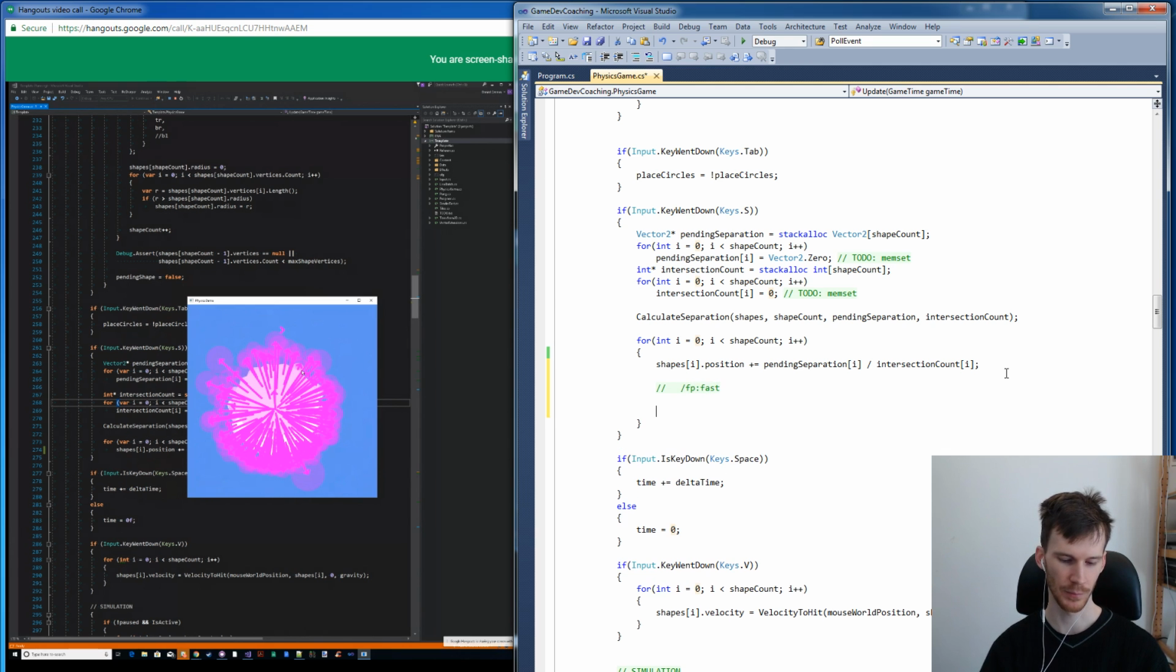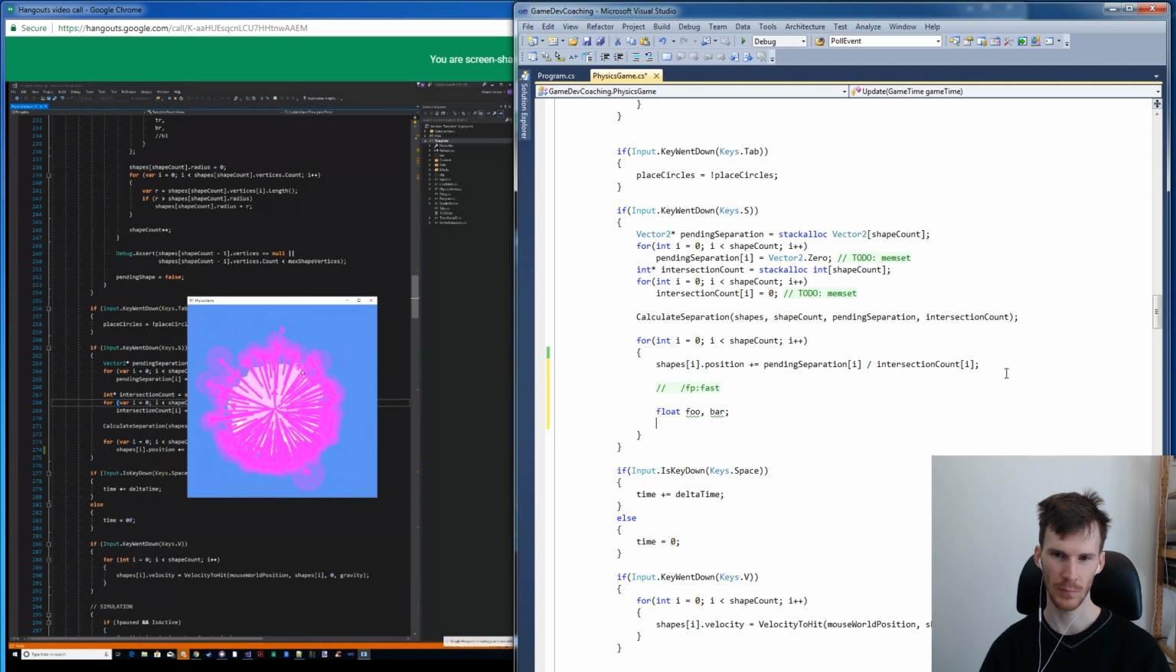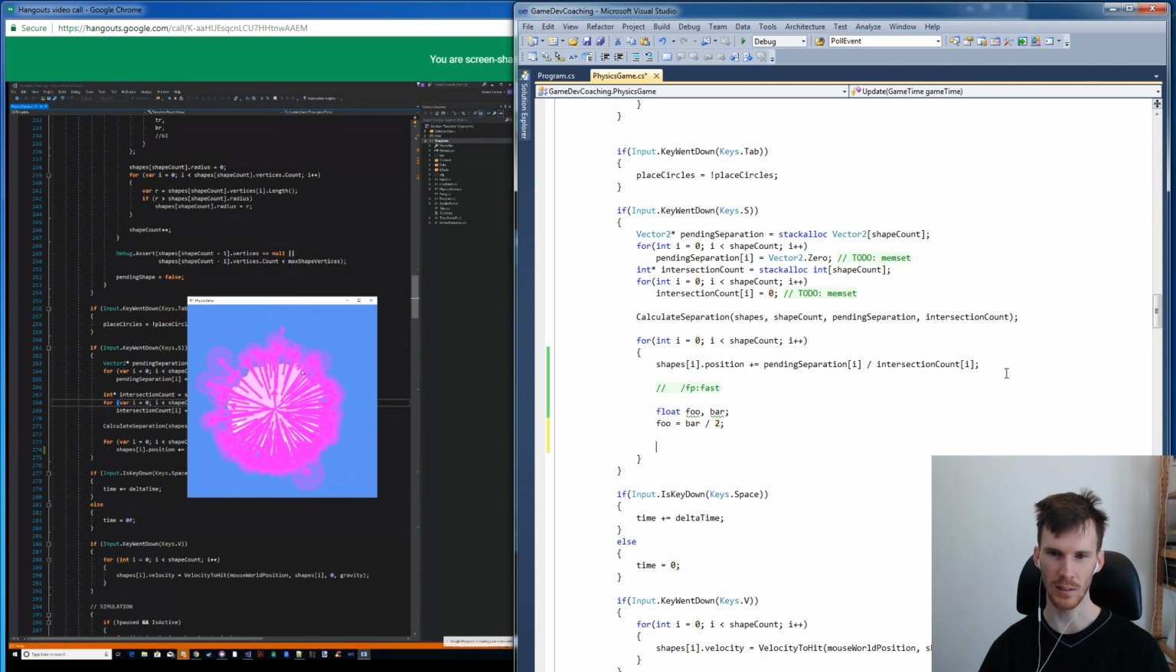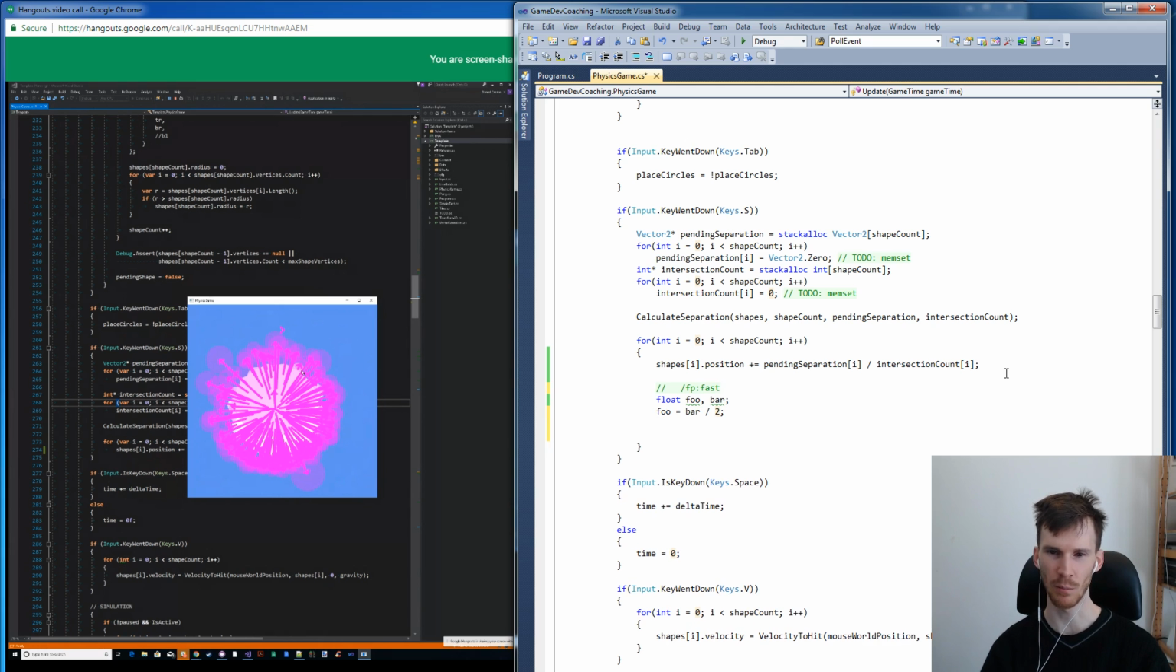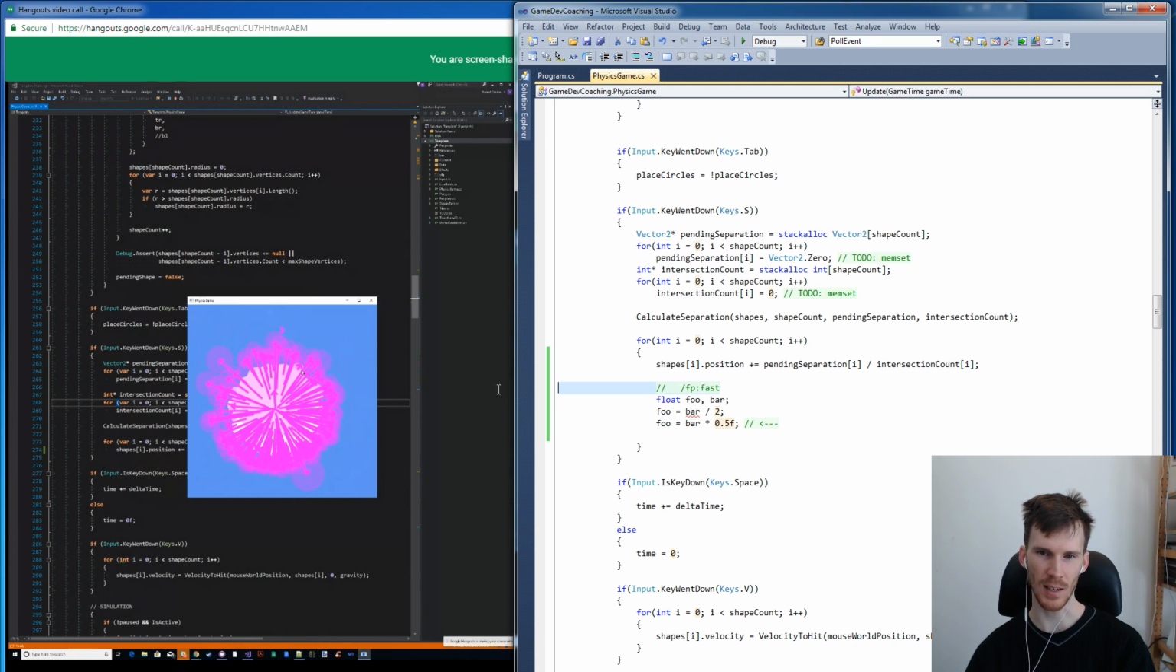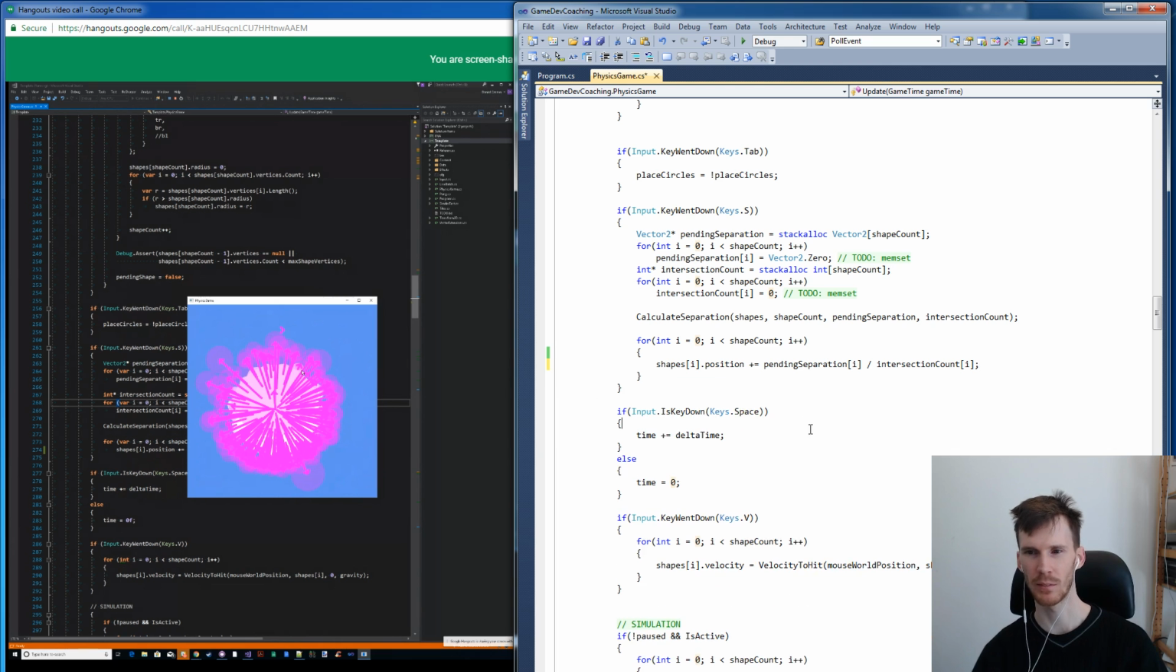Well, I suspect that in C++, if you have the fast mode turned on and you write something like float foo, bar, foo equals bar divided by 2, the compiler will actually output that one. I think in .NET, because it doesn't have this sort of thing, it will just do the safe thing. But I don't know what the modern .NET compiler will do, because I haven't looked at it for a while.